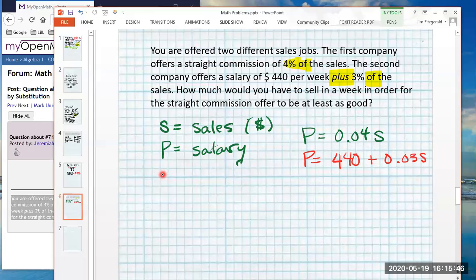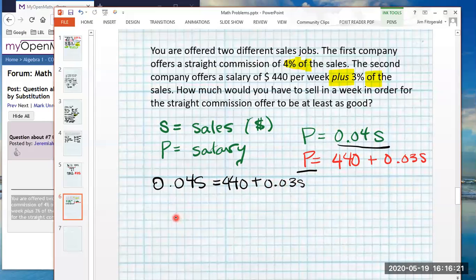So what we're going to do here is we're just going to replace, since P is equal to 0.04S, in the second equation, we're just going to replace P with this 0.04S. And so what we end up with is 0.04S is equal to the second equation there. So that's 440 plus 0.03S.